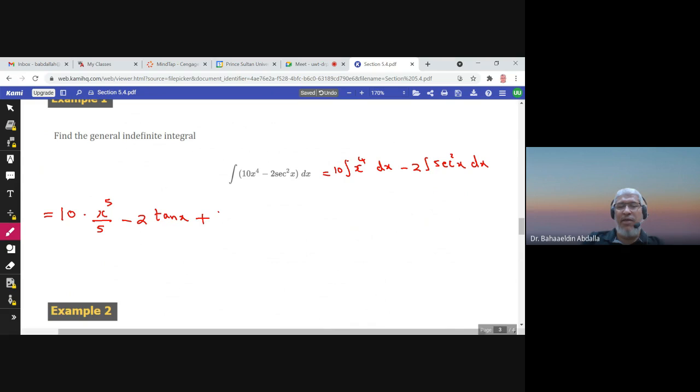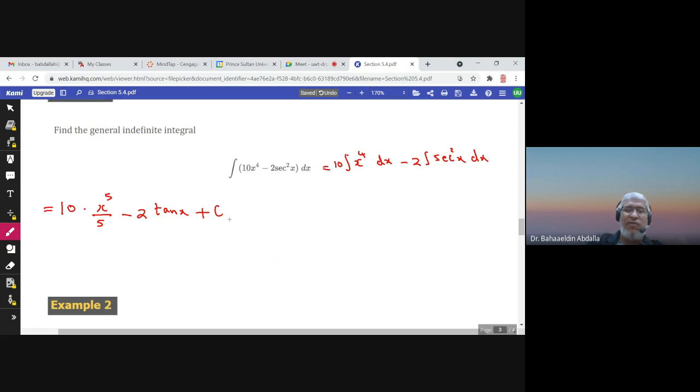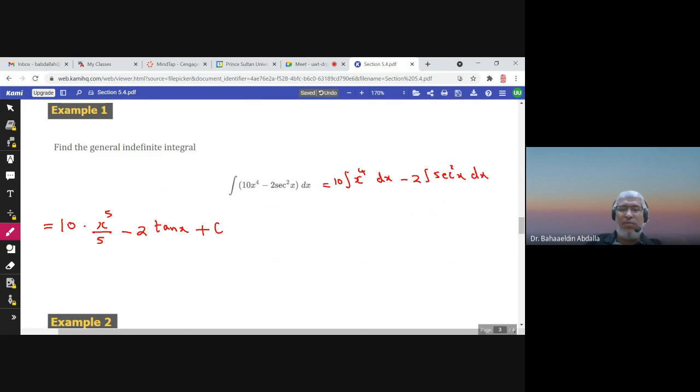Then I add c. You only add c once, because if you add c1 here and c2 here, then c1 plus c2 could be c. So even if you have 10 integrals, at the end you just add c. One c is enough. Now to simplify this, I can divide 10 by 5, and it would be 2. So the answer would be 2x to the power 5 minus 2 tan x plus c.